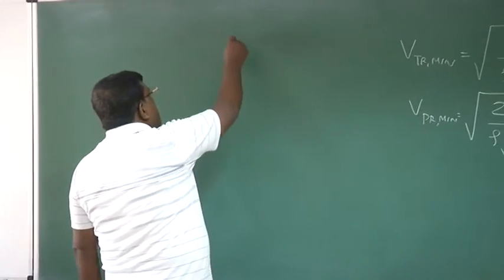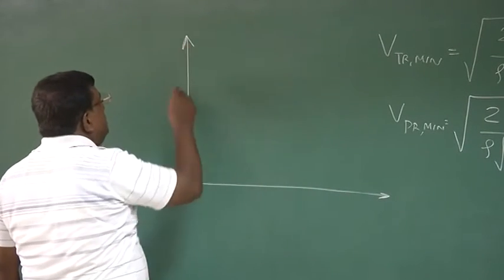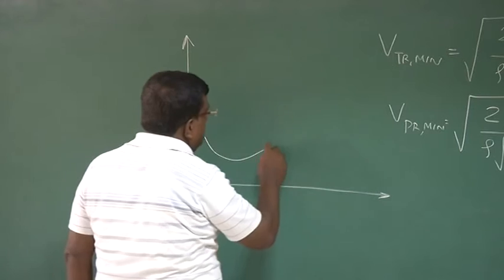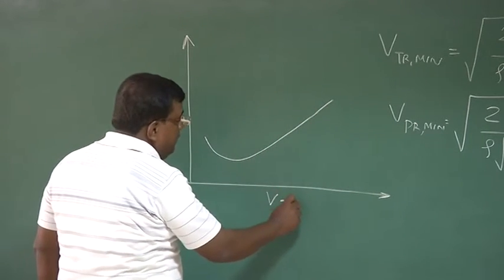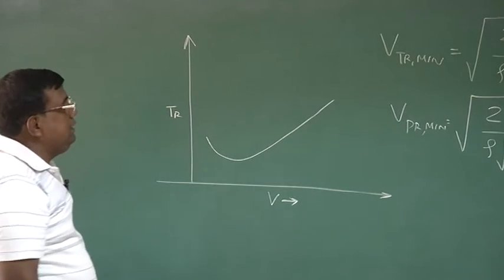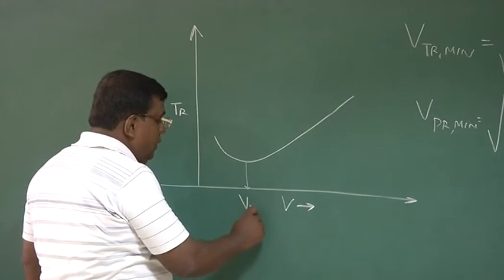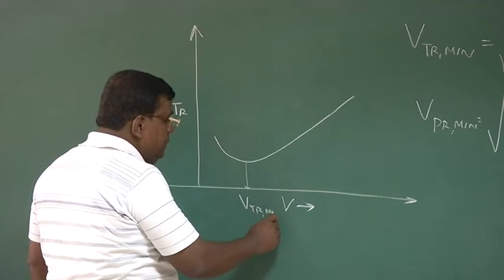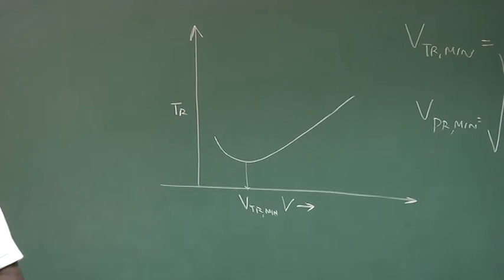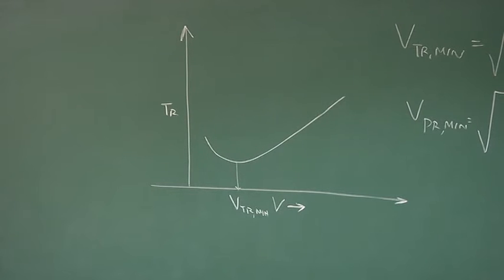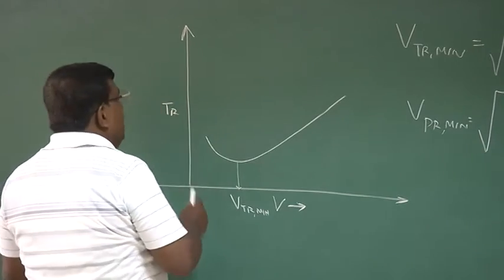Now let us see. We have also seen this thrust required versus speed or velocity. The graph typically goes like this, and this is the point where V for thrust required minimum. Please remember, thrust required is equal to the drag. So when I say thrust required minimum, I am implicitly saying that the drag is minimum, right? Now come back to the engine.